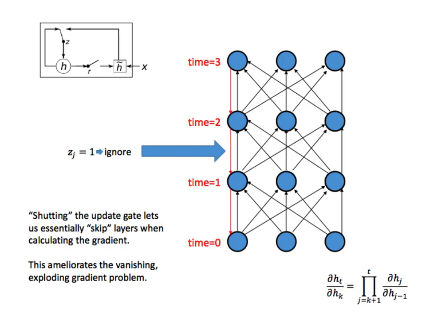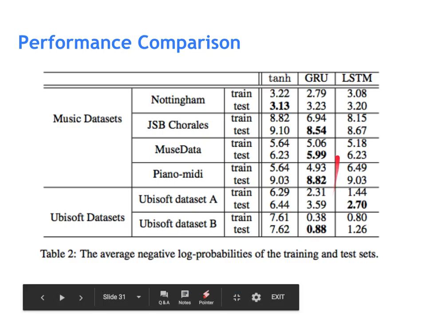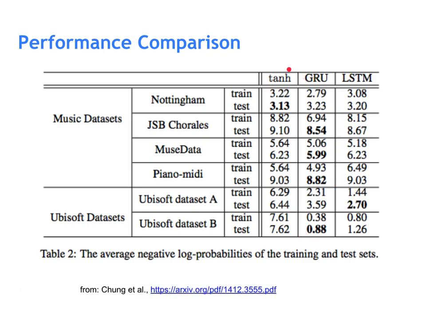Okay, so we continue. This is a performance comparison. The first task is music generation, and the second task is signal prediction. You can see for most tasks, the GRU actually has the best performance, and sometimes it even beats LSTM, which will be elaborated later.